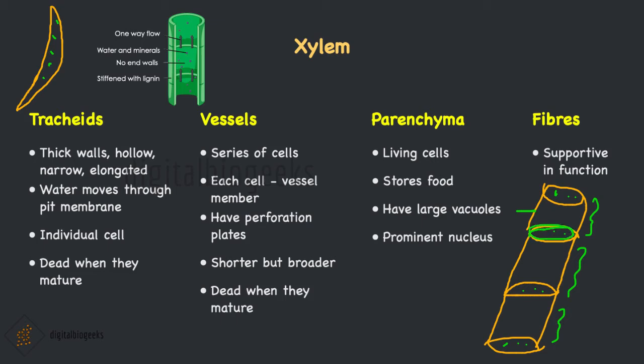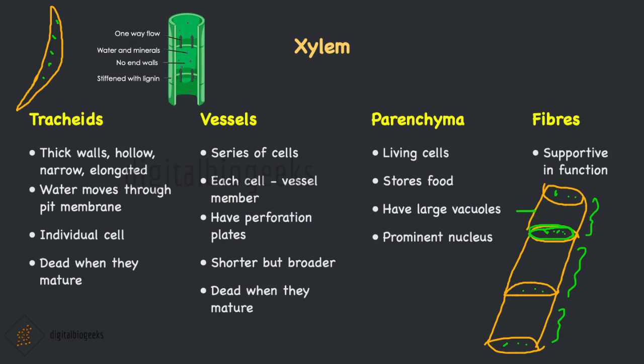Here you can see they have large pores. Perforation plate allows the passage of water and dissolved substances through it. These vessels are shorter than tracheid but much broader. As a result, water flows through it rapidly. The cells become dead when they mature.